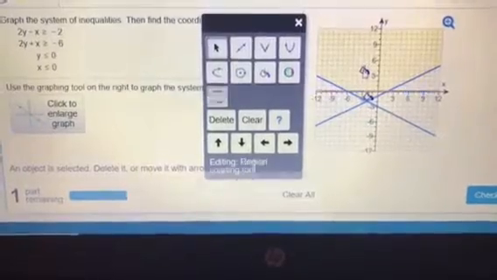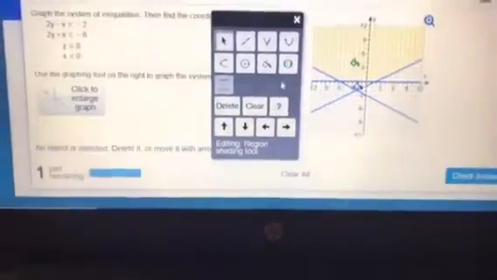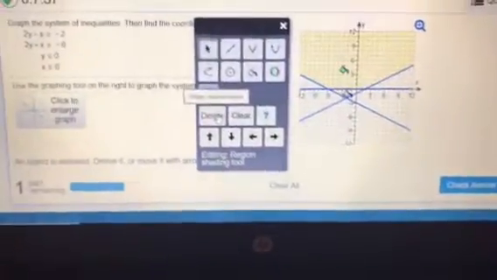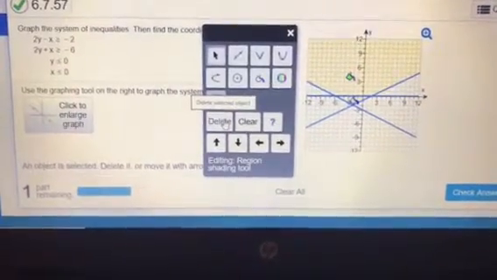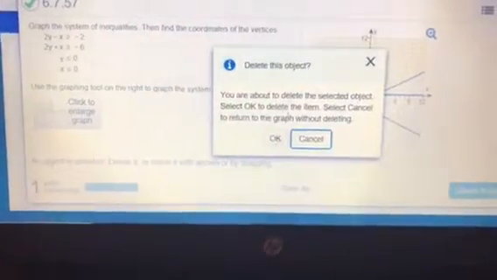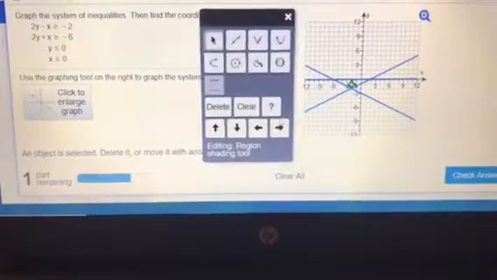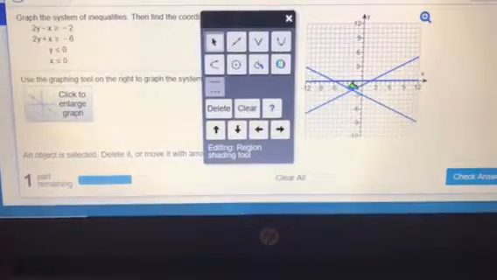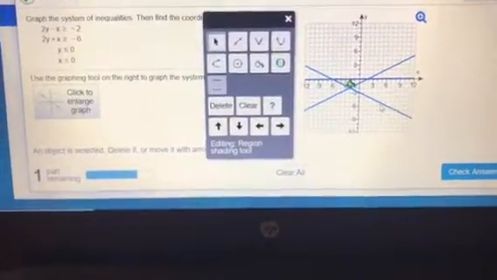And I need to delete this guy. So I'm going to highlight him. I'm going to come over here, and notice if I hover on the delete, it says delete selected object, and I'm going to be like, yes. Do not click clear. Otherwise, it clears your whole thing, and we don't want to do that.